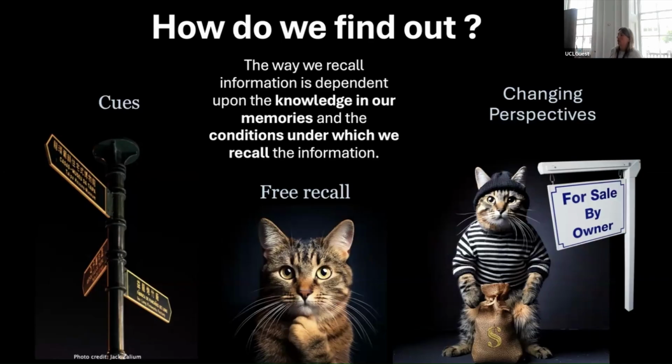There are other things that can influence that. So for example, using cues and prompts, we can jog people's memory, encourage them to think about that particular thing and therefore write that particular thing down. We can also think about changing perspective, making people think about information in a different way, and that will change what they think about.